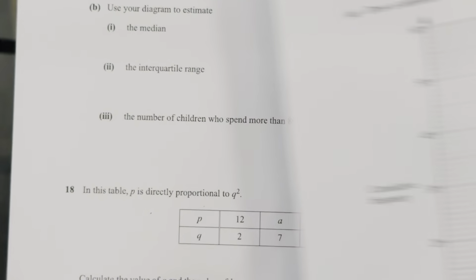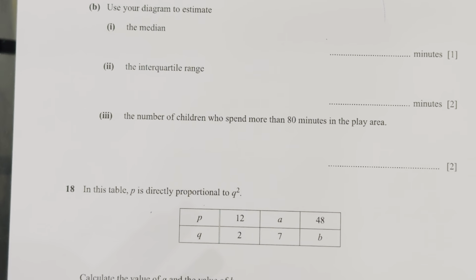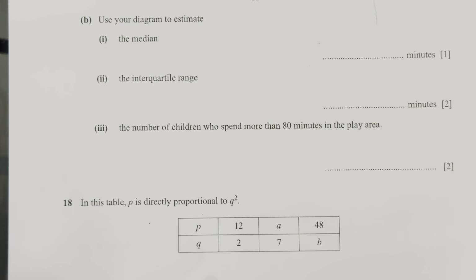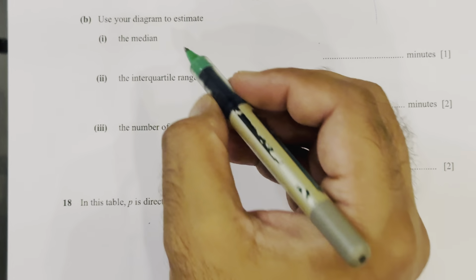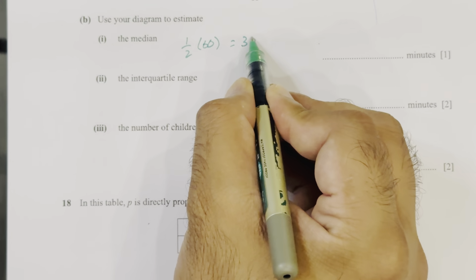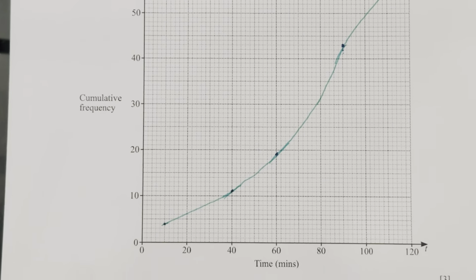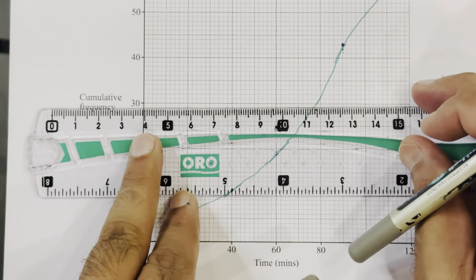Moving to part B. Use the diagram to estimate the value of the median. We know that the median is the central value, and for the central value we take 1 by 2 multiplied by 60, which would be the 30th value. So at the 30th value we need to find the time. From the graph the 30th value is here.